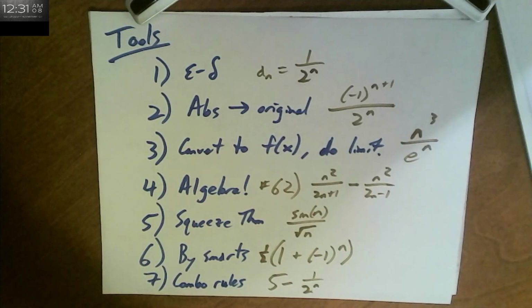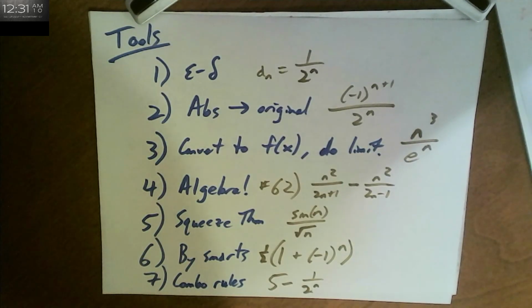And our tools. We can use epsilon delta. We usually don't want to, but it's an option. We have the absolute value implies something about the original sequence. We have converting to a continuous variable x. That allows us to use all of the techniques we know for f of x functions that we can't use with discrete functions, maybe. Sometimes you do algebra first, arithmetic, and just see what happens.